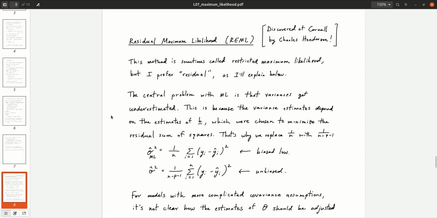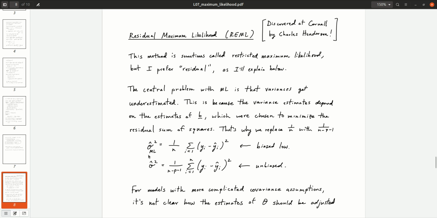So if we look here, we worked out the maximum likelihood estimator for sigma hat squared, in the case where we had independent errors all with the same variance. You just take the data minus the fitted value, square it, add it up, and divide by n. So this is the residual sum of squares divided by n, and this was the maximum likelihood estimator for that choice of covariance matrix.